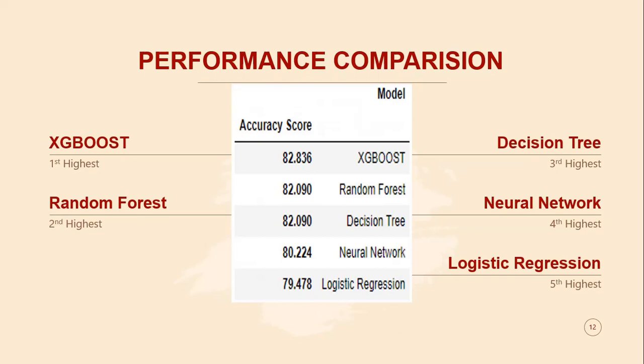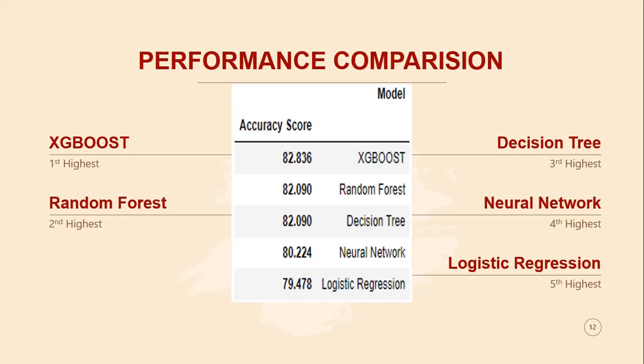So what we decided before starting this journey was to find out which model is going to be the best in predicting the survival of people as compared to the result we had earlier. We found that the XGBoost model performed very well as compared to the other models. It was the highest performer with an accuracy score of 82.836%.